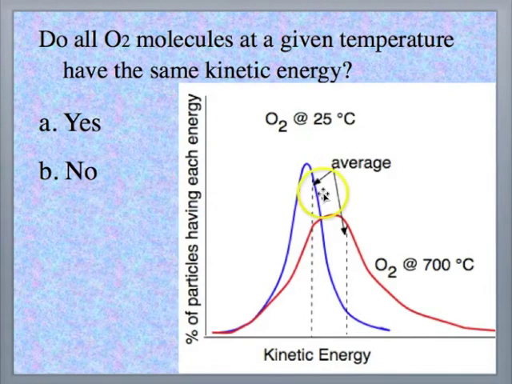If we heat up the oxygen gas, what happens? The curve becomes lower and broader. It broadens out. So at 700 degrees, the average kinetic energy has increased quite a bit.